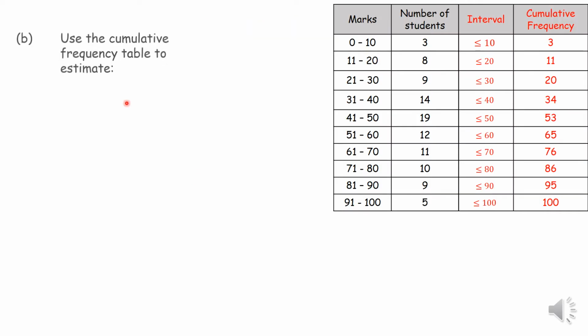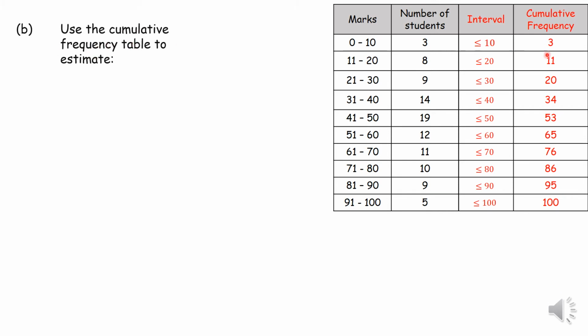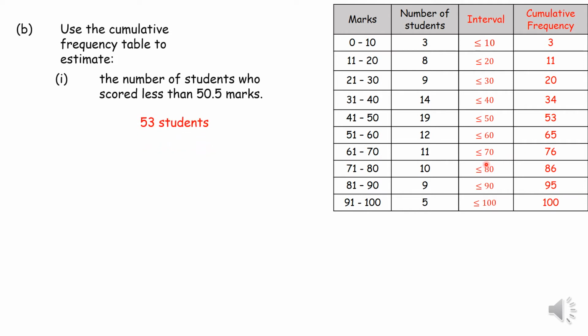Right, so there's a B part. It says use the cumulative frequency table and estimate the number of students who scored less than 50.5 marks. Now, the learners who scored less than 50 marks are all these learners here, all these 3 plus 8 plus 9 plus 14, even these learners here. They are not yet scoring 51, so it's 50.5. So we are just going to pick from the table, and it is just 53 students.